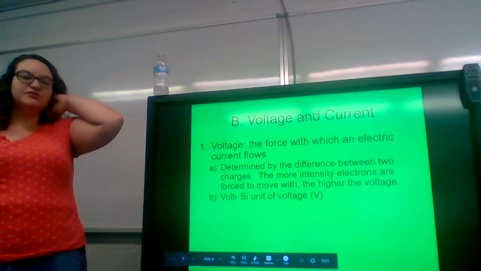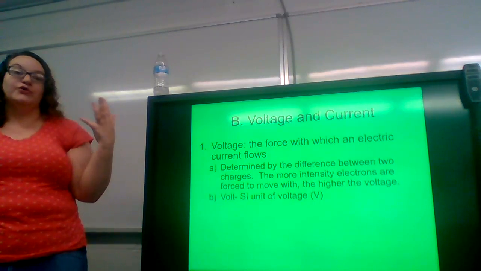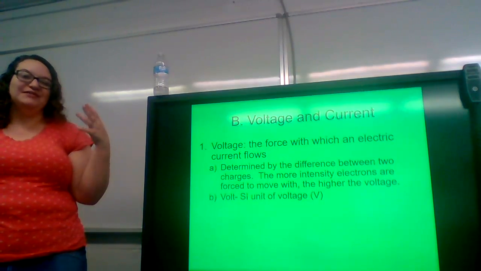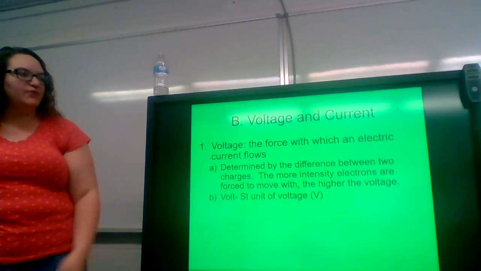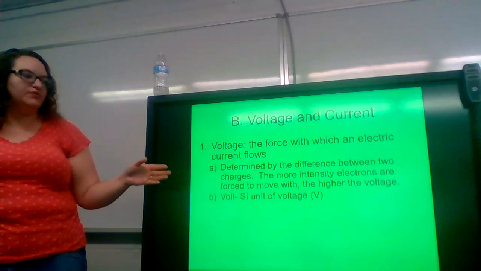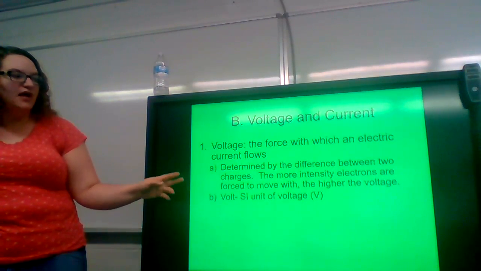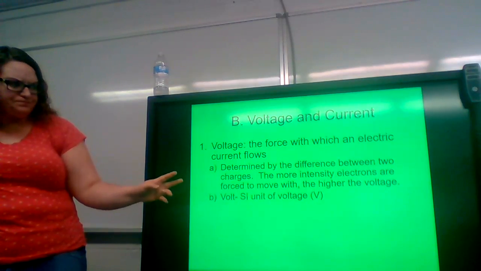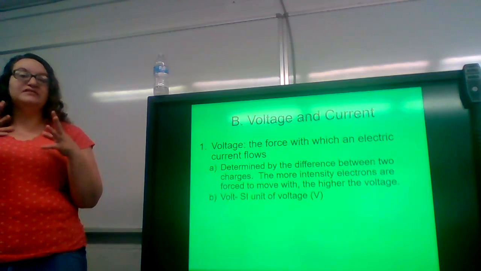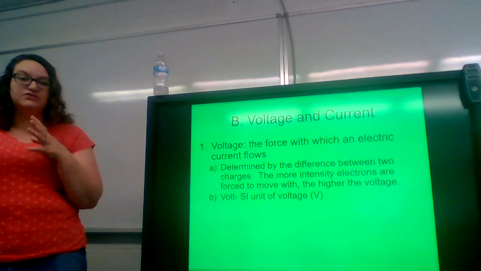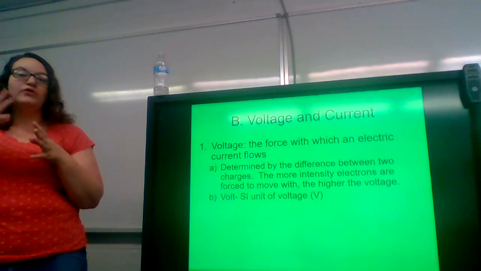Okay, some terms that you're going to need to be familiar with if we're going to work with electricity. Well, you're going to learn about electricity anyway. We might not get to work with it so much in our current situation. But voltage, this is the force with which an electric current flows. It's determined by the difference between two charges. The more intensity electrons are forced to move with, the higher the voltage will be. So basically, the more force behind the electrons, the stronger they're being pushed, the faster they're being made to move, the more voltage you have.